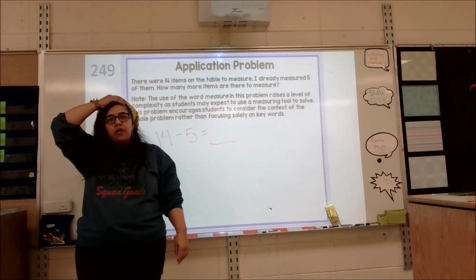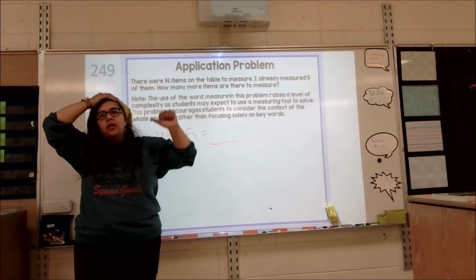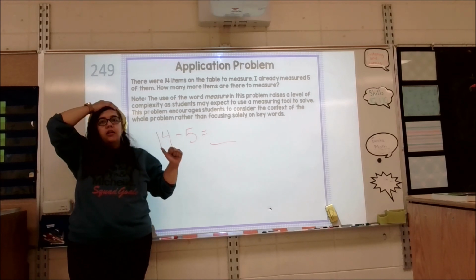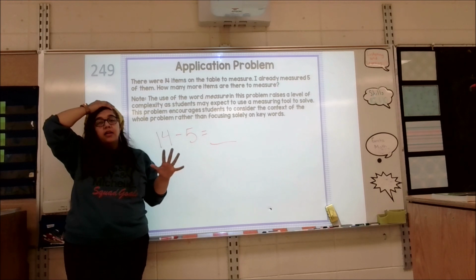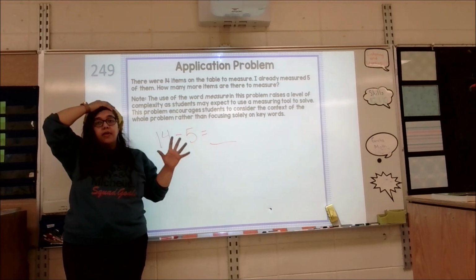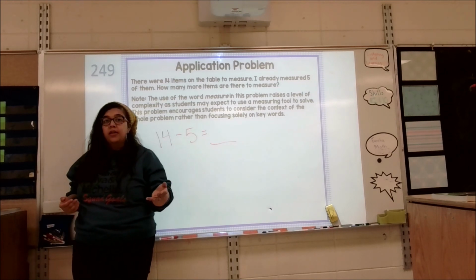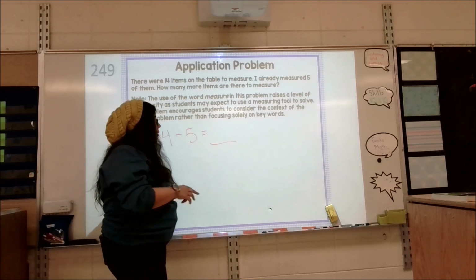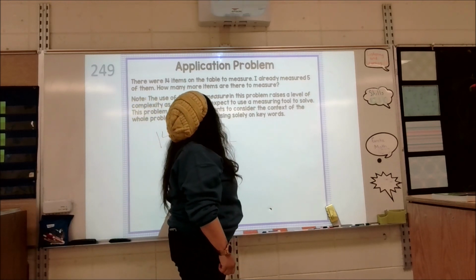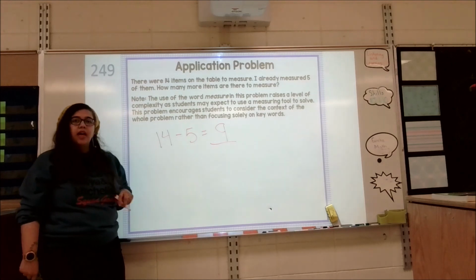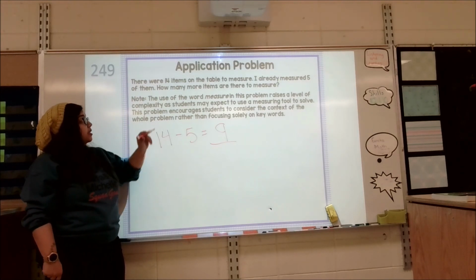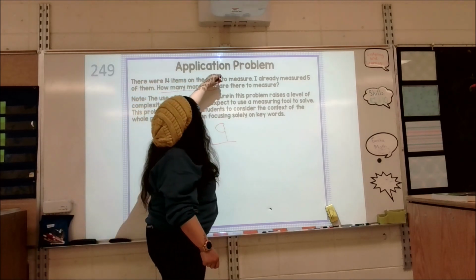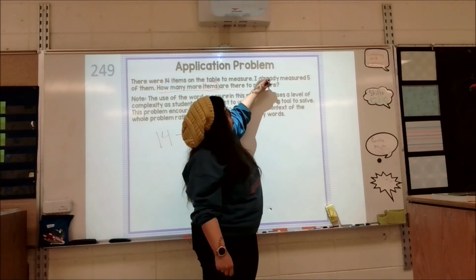So 14, counting backwards. 13, 12, 11, 10, 9. 14 minus 5 is equal to 9. Good. So am I done? Am I done? No! The question is, how many more items are there to measure?